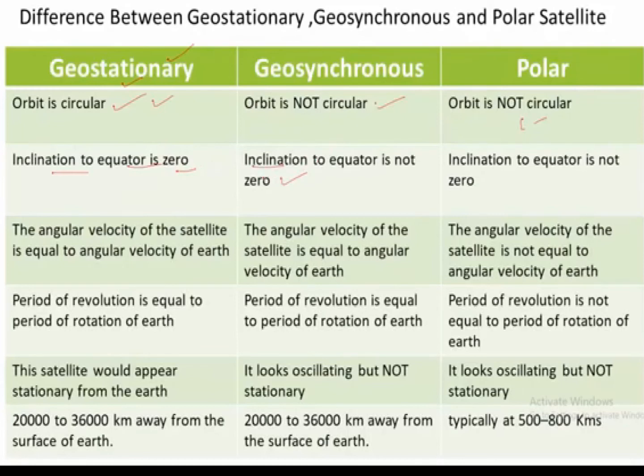The acceleration due to gravity of the surface of the Earth is given by g, the gravity, is equal to GM upon r square.